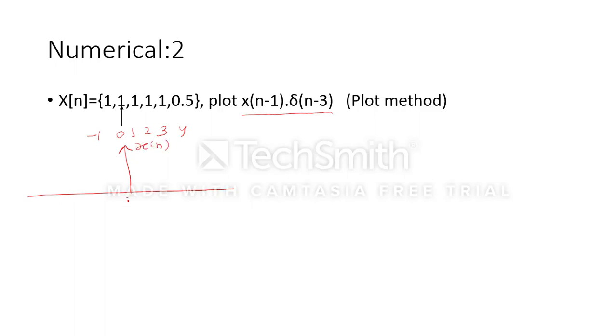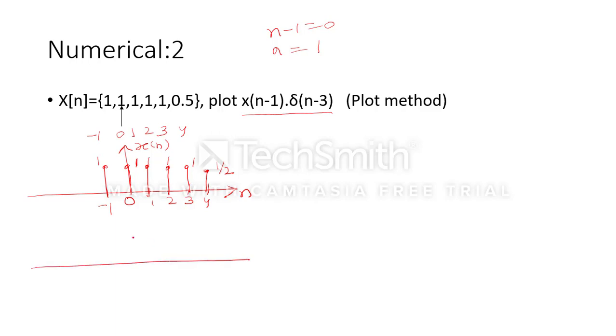x[n]: 0, 1, 2, 3, 4, minus 1. So all the values are 1 up to 3, and at 4 its magnitude is 1 by 2. This is n. So actually we have to plot x[n minus 1]. If you remember, in n minus 1 we used to put 0, n equal to 1. It means we are going to add 1 to all the points, so it will shift towards the right. All the samples will shift towards the right.